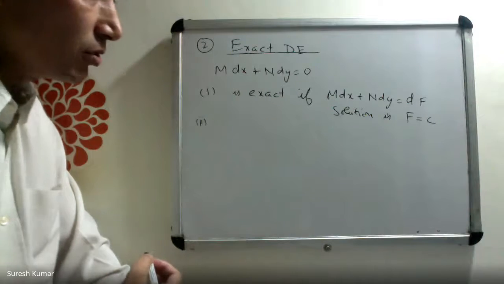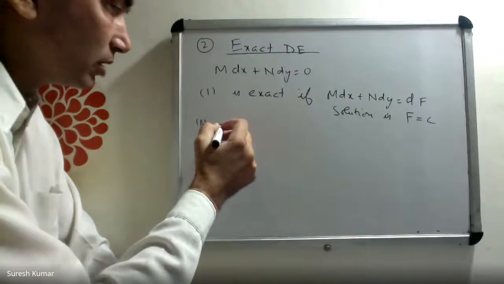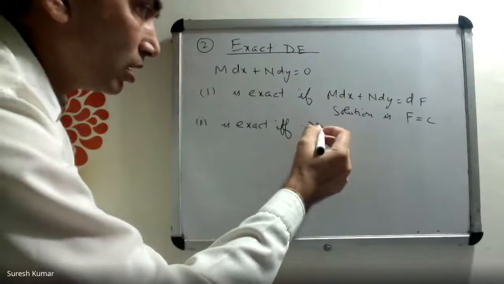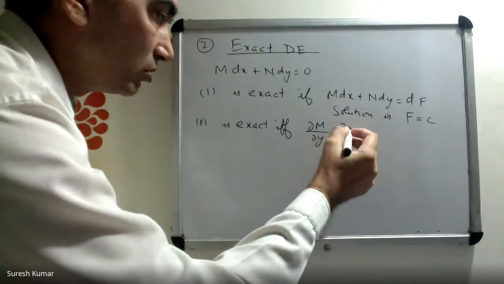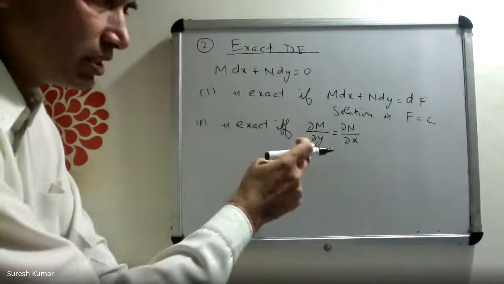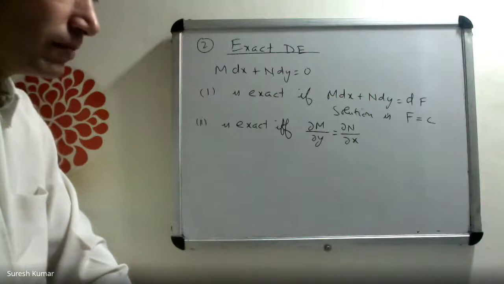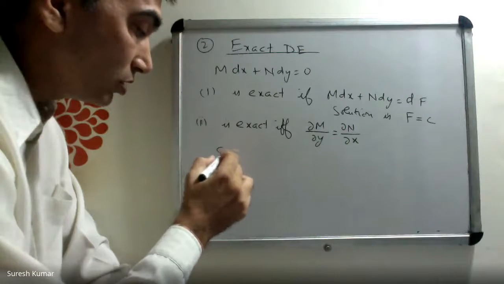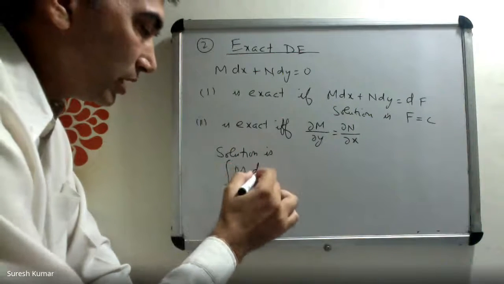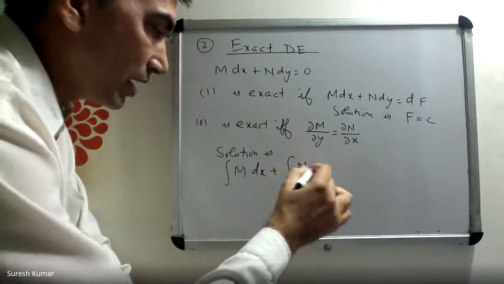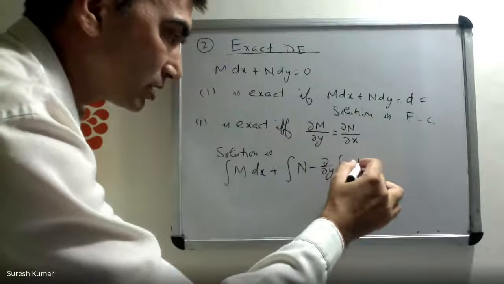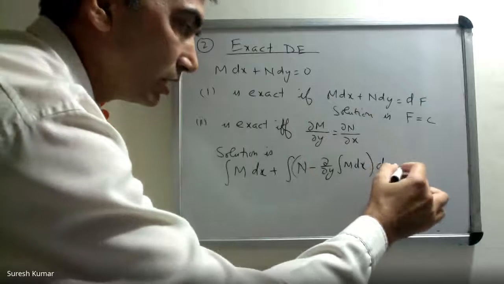Next, we have a condition also for checking exactness of this differential equation. What is that? Is exact if and only if del M over del y equal to del N over del x. Very important condition. This differential equation is exact if this condition is satisfied. And once it's exact, solution is integral M dx plus integral of N minus del over del y integral M dx, dy equal to c.